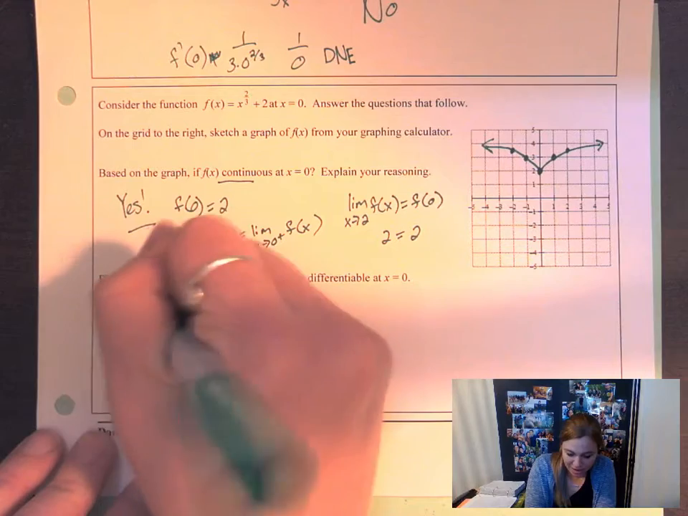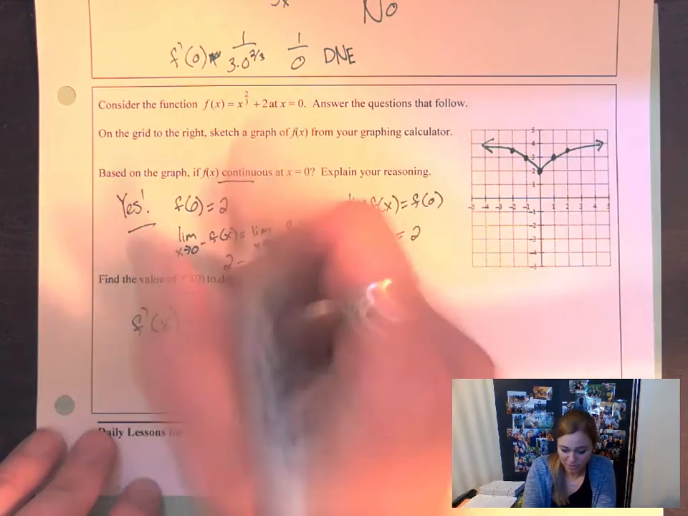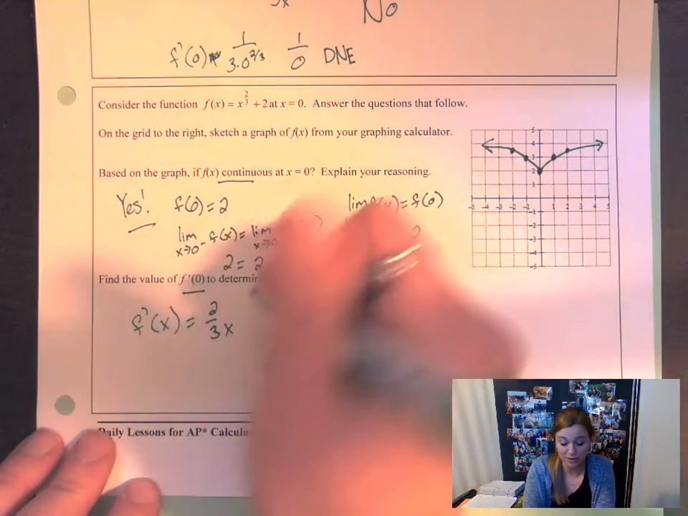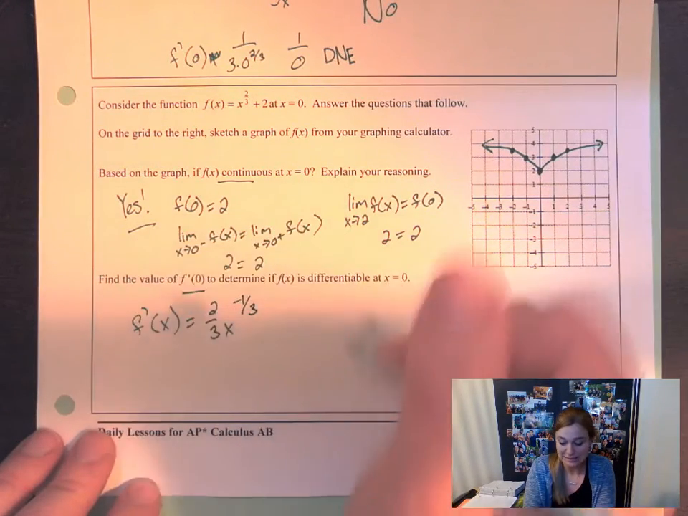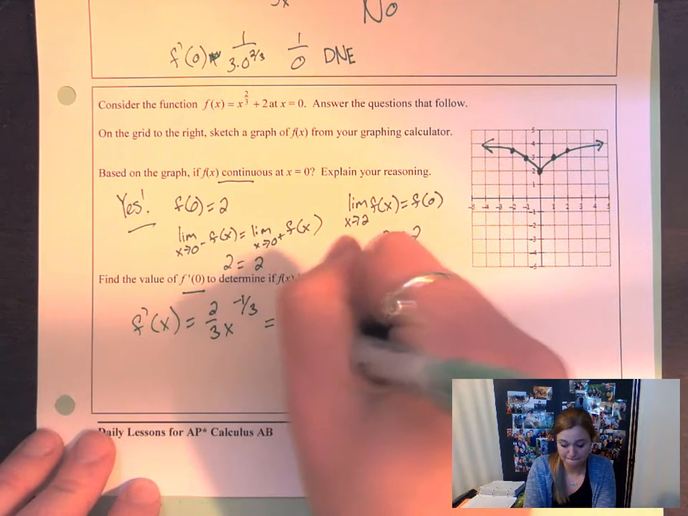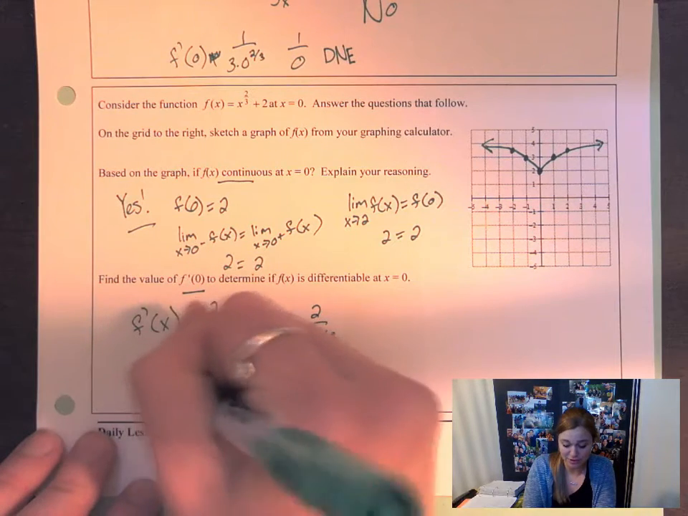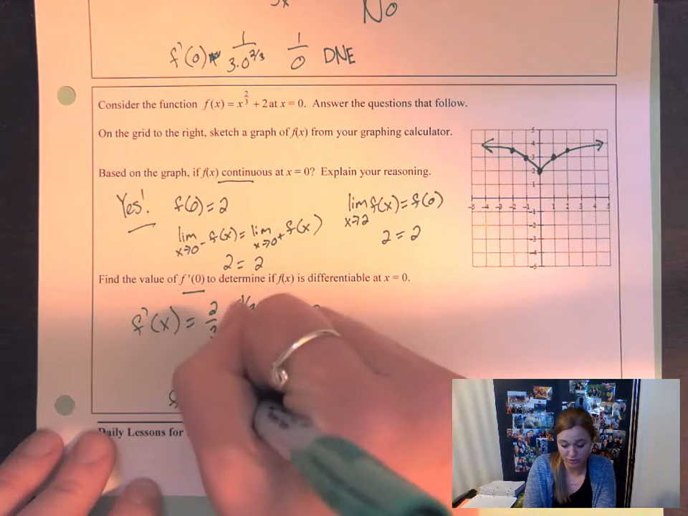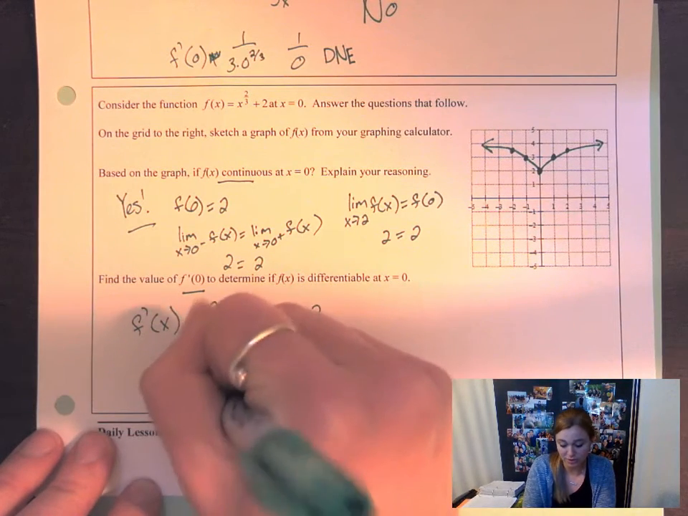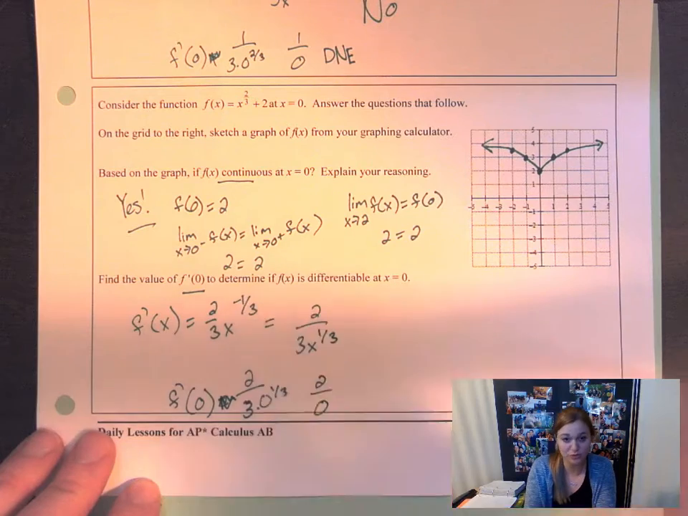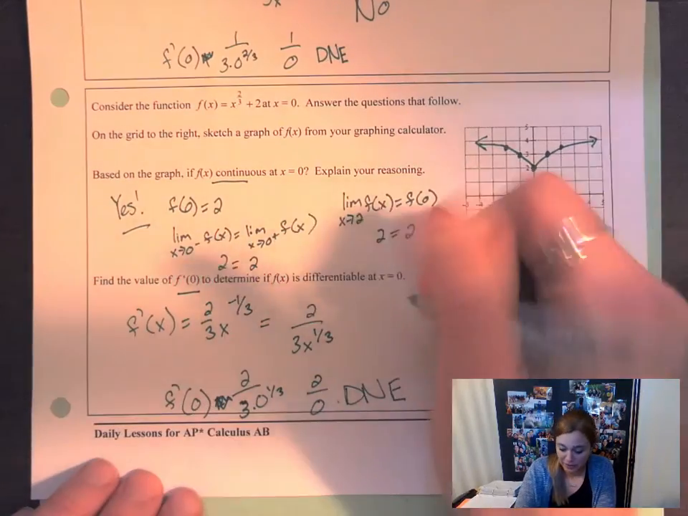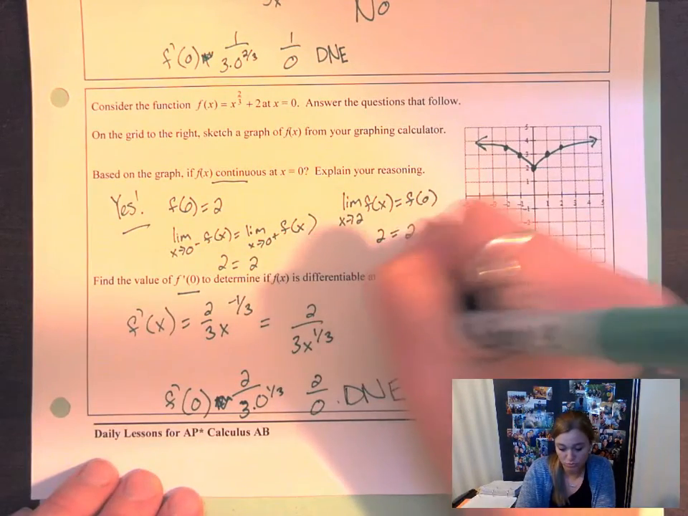Let's try it. F prime of x, we're using the power rule, which would be 2/3 x, subtract 1. So 2/3 minus 3/3 would be negative 1/3. The derivative of 2 is 0. Oh no. F prime of 0 would be 2 over 3 times 0 to the 1/3. Oh no. I don't even want to put equals because now this is 2 over 0, which is not a thing. So f prime of 0 does not exist, which means no.